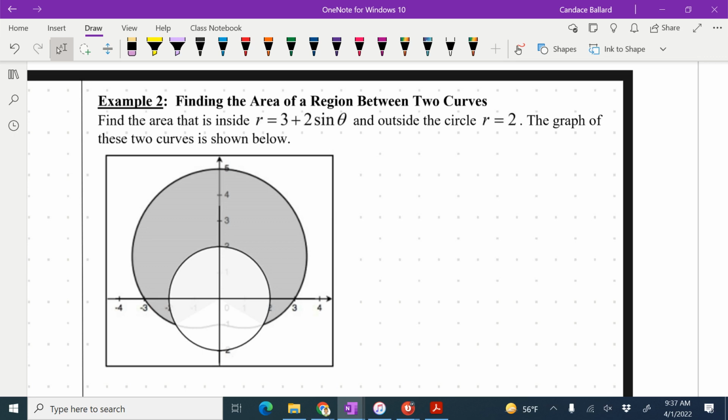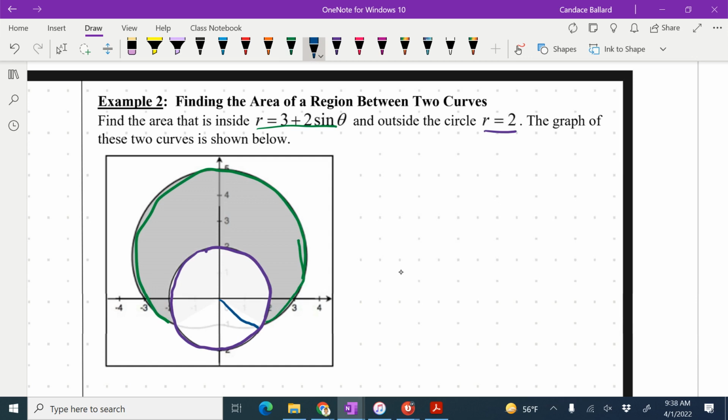Okay, the good news is they were nice enough to tell us that the circle was r equals 2, so we didn't have to worry about which one was which. We already know that this is this thing right here, and that this one is, whatever this is, a Limacon probably in the background. What we're trying to find is the shaded area there. It means that we're going to go from here all the way around until we hit here.